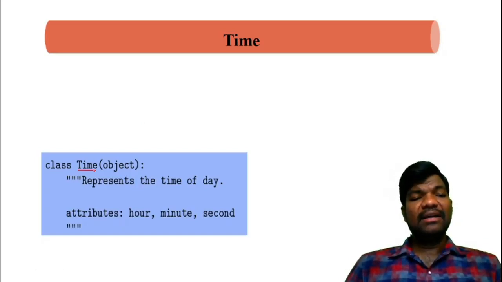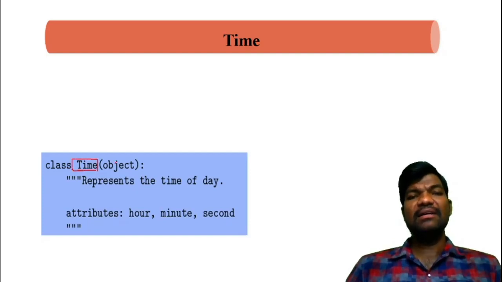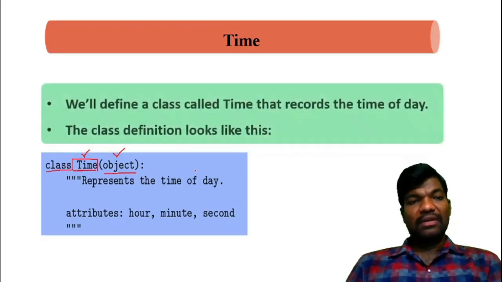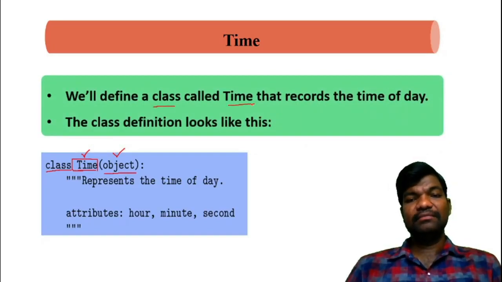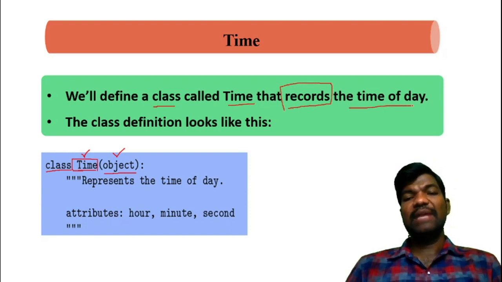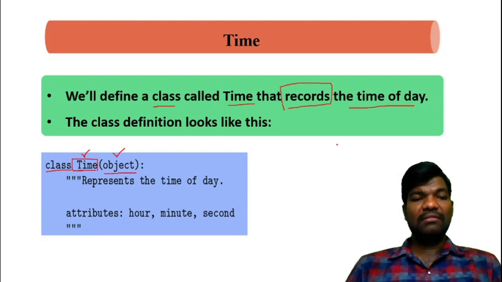Here I am creating the time class. In the parentheses, I am specifying the object. So the time class is created by using the class keyword, right? So here we are defining the class of the time. And what is the function of the time here? It records the time of the day, right? So this is the time class.